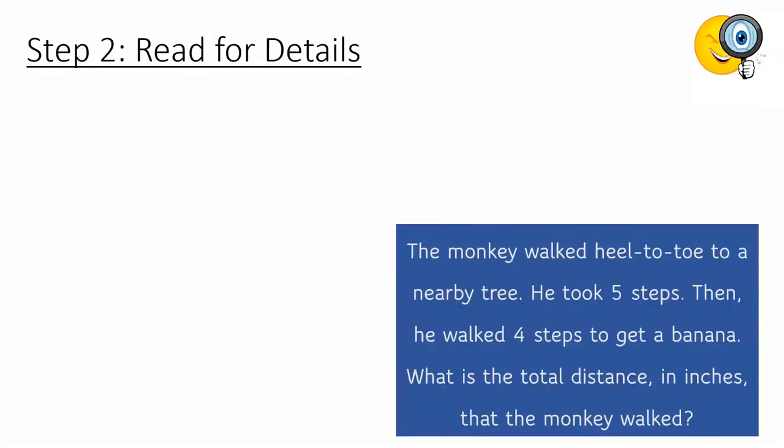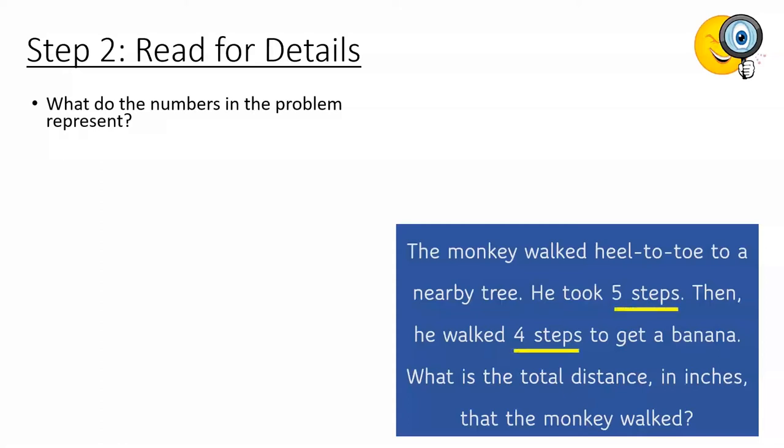In the second step of the three read strategy, we are going to read the story problem again, but this time we are going to read for details. The monkey walked heel to toe to a nearby tree. He took five steps, then he walked four steps to get a banana. What is the total distance in inches that the monkey walked? This is when we will begin to focus in on the numbers in the problem and think about what those numbers represent. We know the monkey walked five steps, then walked four more steps.